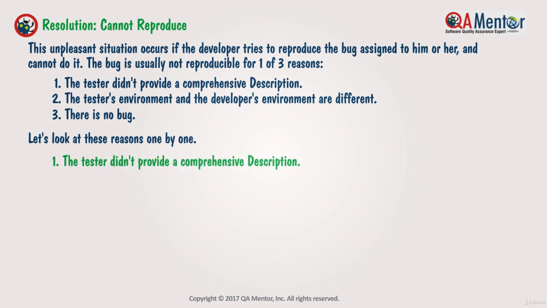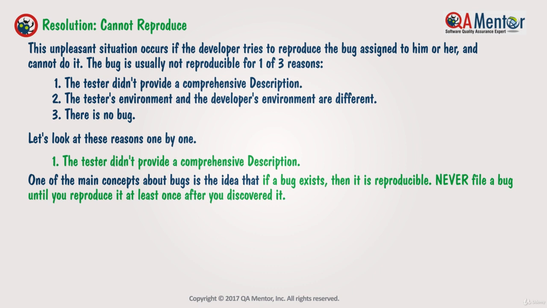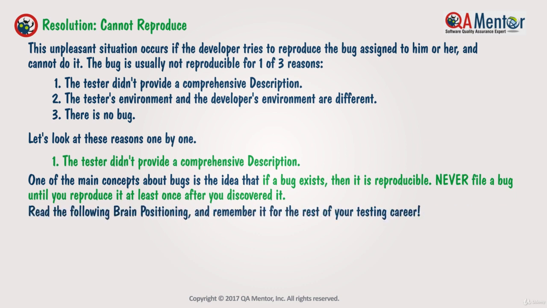1. The tester didn't provide a comprehensive description. One of the main concepts about the bugs is the idea that if a bug exists, then it is reproducible. Never file a bug until you reproduce it at least once after you discovered it. Read the following brain positioning and remember it for the rest of your testing career.